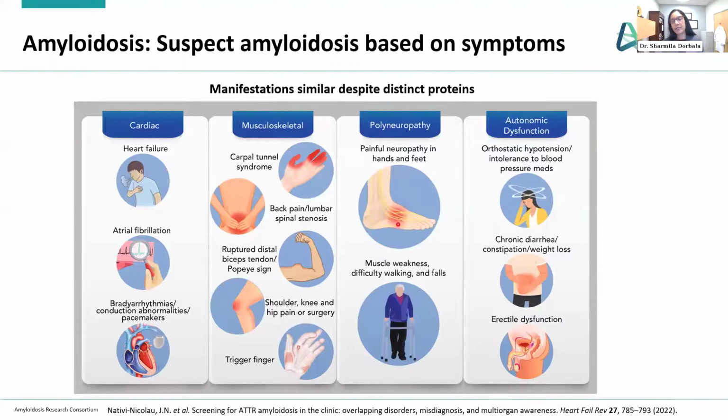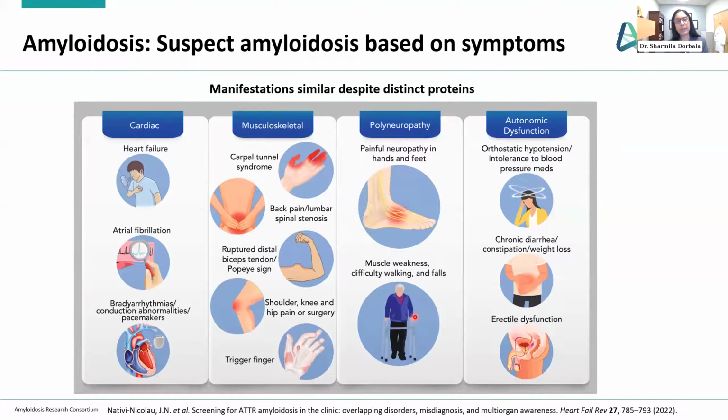The variant form of TTR more commonly manifests with painful neuropathy in the feet and hands. Then some people can also develop muscle weakness, difficulty walking, and falls. Autonomic neuropathy, which is low blood pressure when you stand, and intolerance to blood pressure medications, changes in your gastrointestinal tract, diarrhea, constipation, weight loss, and erectile dysfunction can all be seen with the various forms of amyloidosis.